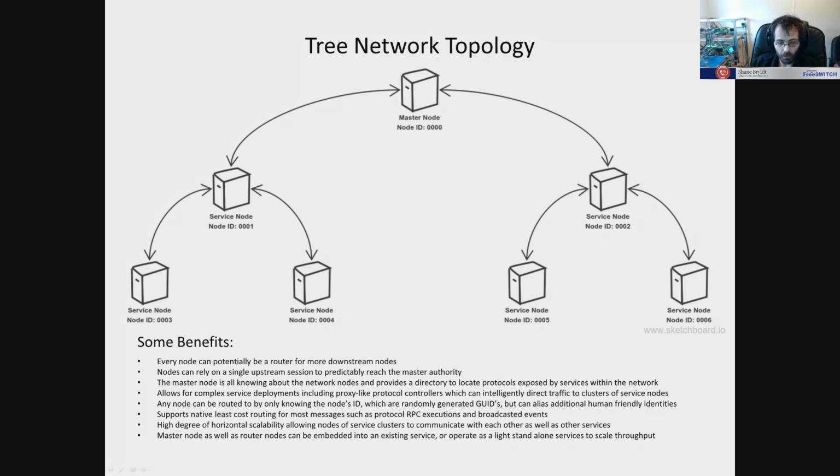Okay, supports native least cost routing for most messages, such as protocol RPC executions and broadcasted events. So let's say that service node 4 here is trying to communicate with, say, service node 3 over here who's published a protocol. After it's located that protocol, it only needs to bounce through service node 1 and then down to service node 3 to communicate. It does not need to bounce all the way up to master. It does not need to cross more nodes than it is required to pass in order to reach that destination.